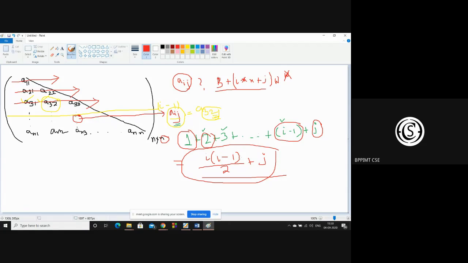Find out the address of an element at position ij for upper triangular matrix, in row measure order as well as in column measure order. Complete? Yes, sir.